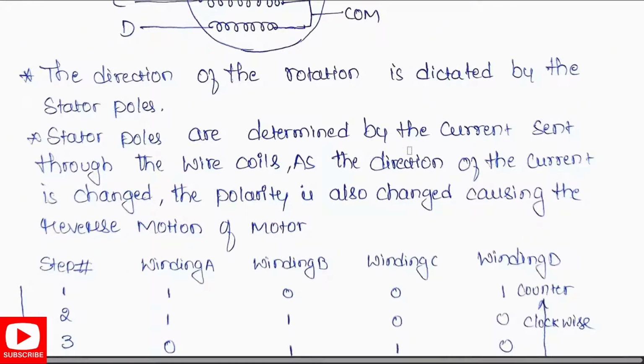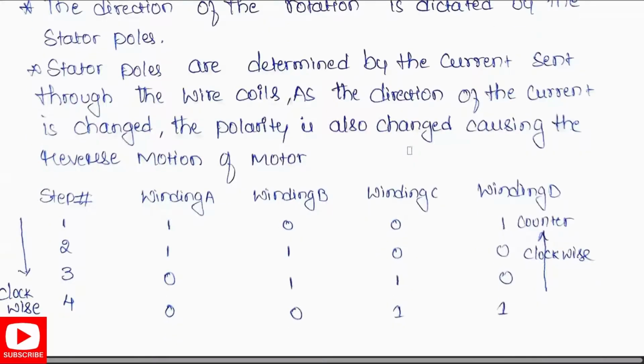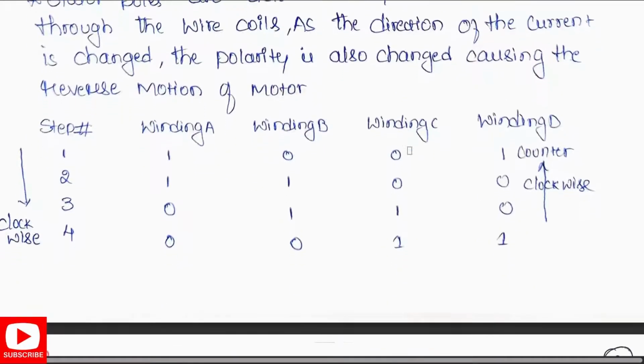The direction of rotation is dictated by the stator poles, and the stator poles are determined by the current sent through the wire. As the direction of current is changed, the polarity is also changed, causing the reverse motion of the motor. You can say step 1, 2, 3, 4. Winding A will be 1, 1, 0, 0, then 0, 1, 1, 0, then winding C will be 0, 0, 1, 1, then for winding D it will be 1, 0, 0, 1.